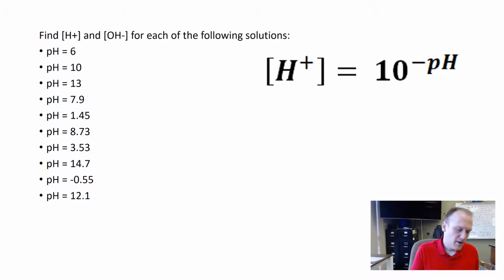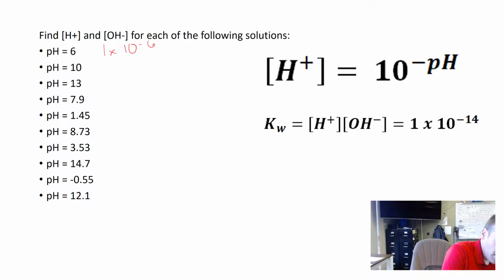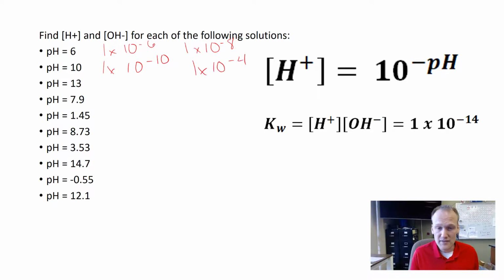On this last slide, it's just asking us to find the concentration of H plus and OH negative. Remember that if you have a pH of 6, that the concentration will be 1 times 10 to the negative 6. And that means the OH concentration will be 1 times 10 to the negative 8, because the exponents of H plus concentration and OH negative concentration should add up to 14. So this next one would be times 10 to the negative 10, which means the OH negative concentration would be 1 times 10 to the negative 4.